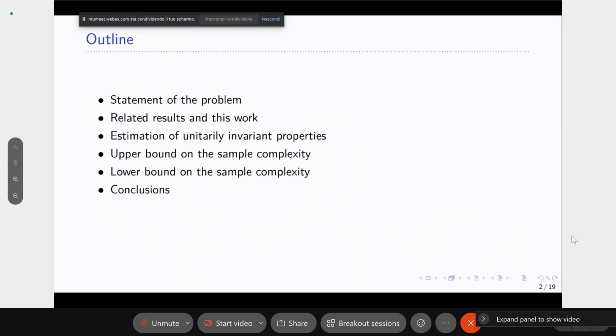So after stating the problem we wanted to solve, I will present related results and how this work connects to previous results, and then I will mention some facts about estimation of unitarily invariant properties, which are useful for our problem. And finally, I will give some ideas on how we prove the upper bound on the sample complexity and the lower bound on the sample complexity. And I will finish with some remarks.